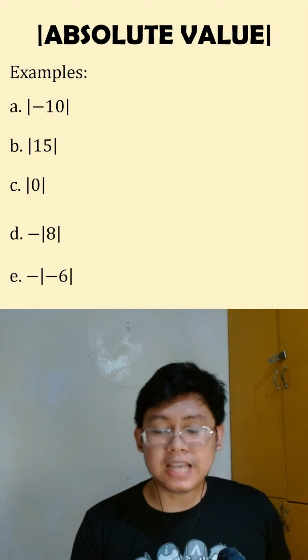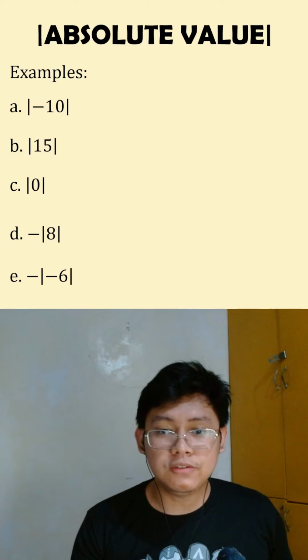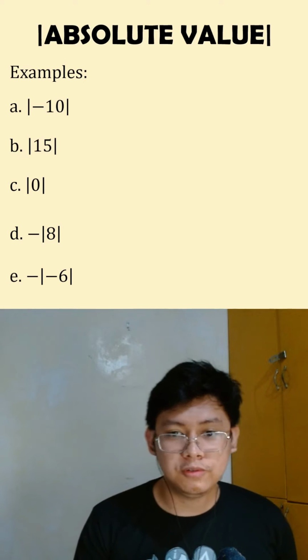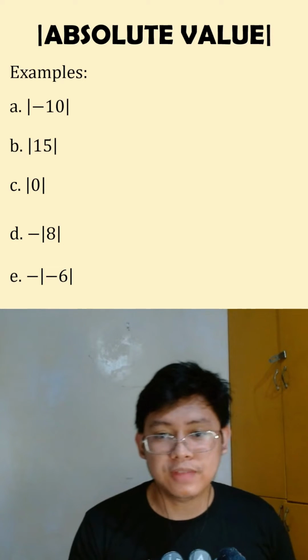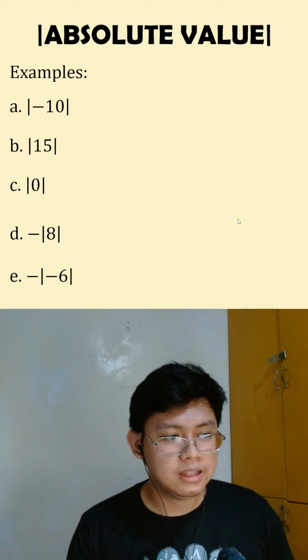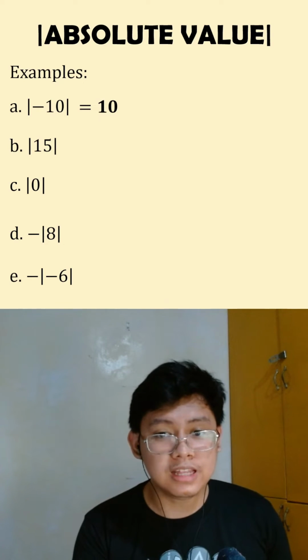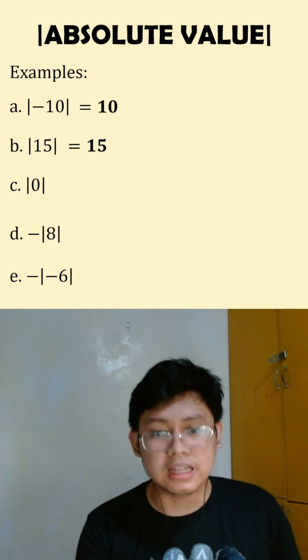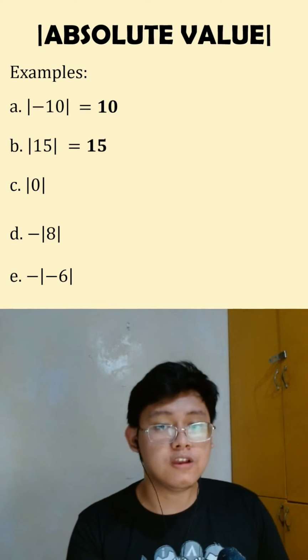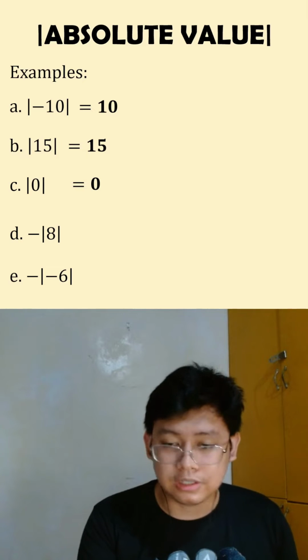Let's have some examples in getting the absolute value of a number. So, if we get the absolute value of negative 10, we will get positive 10. If we get the absolute value of 15, that will give us 15. If we get the absolute value of 0, that will give us 0.